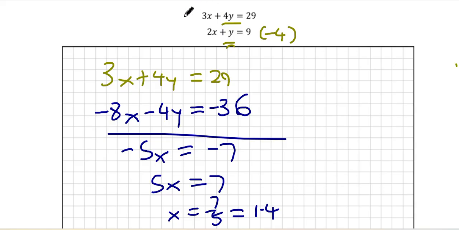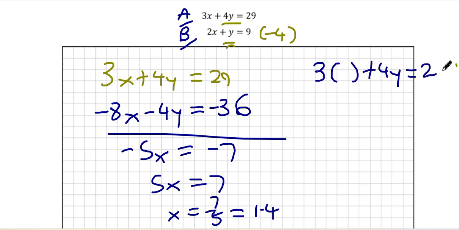Yeah, Josh. A or B? Your choice. He's going to use A. That's okay. So it's 3 times x, yeah? Plus 4y equals 29. Why didn't I write down x? We know what it is, don't we? What is it? 1.4? 3 times 1.4? 4.2.